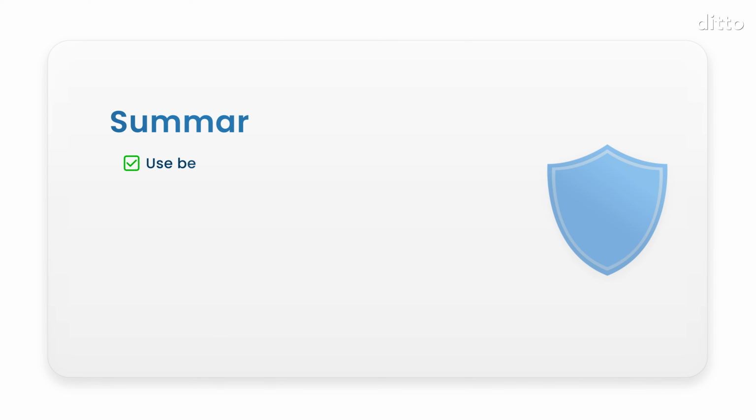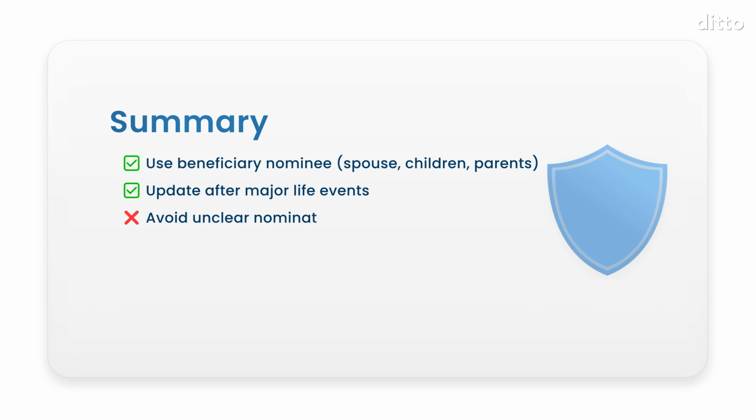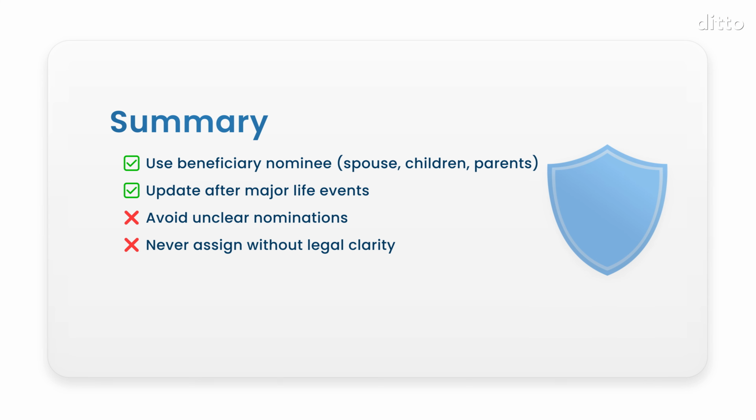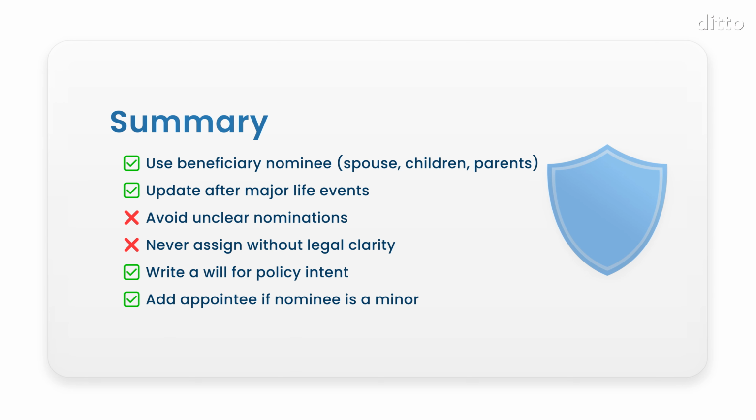Let's summarize. Here's what we recommend at Ditto. Use beneficial nominee whenever possible, spouse, children, parents. Update your nominee after any major life events, and don't forget that. Avoid random or unclear nominations. If they're not dependents, you'll need to justify why. Never assign a policy without legal clarity, and definitely not just to add a second layer of protection. Write a will, even a simple one, to ensure your insurance intent isn't challenged. And if the nominee is a minor, don't forget to add an appointee.